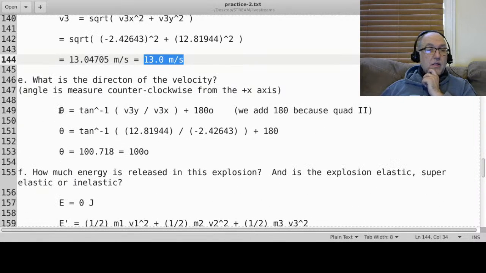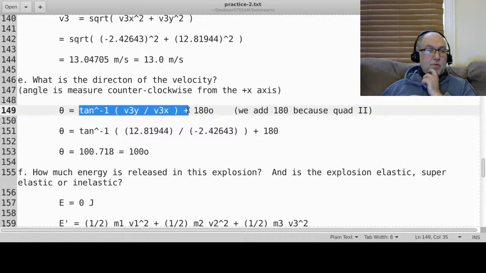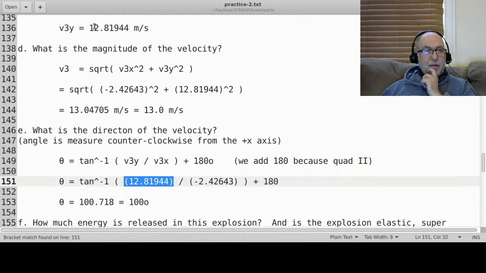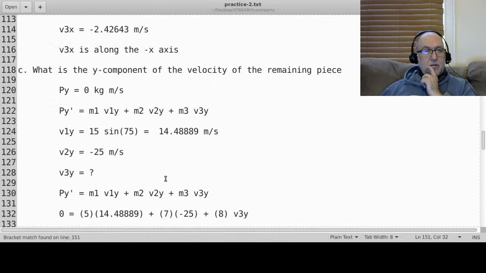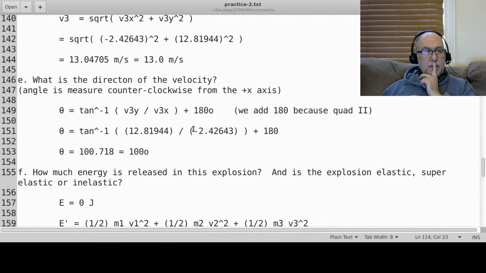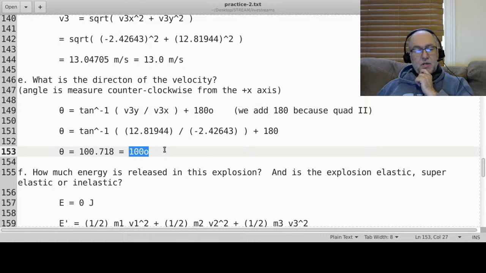You do the angle: inverse tangent of the y over the x component, plus 180, because we're in quadrant 3. Here's the y component and here's the x component. You do the inverse tangent of the y component over the x component, then add 180 for quadrant 3, and you get 100 degrees rather than 113 degrees. So yes, it's different because the directions of the other two pieces are different.